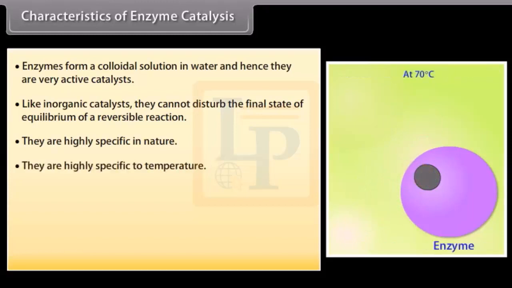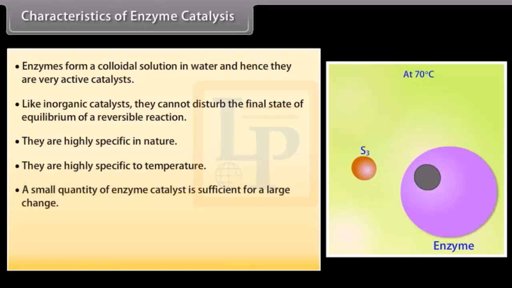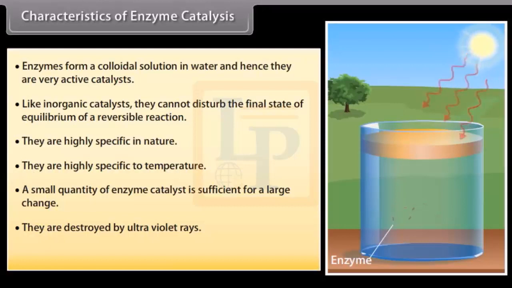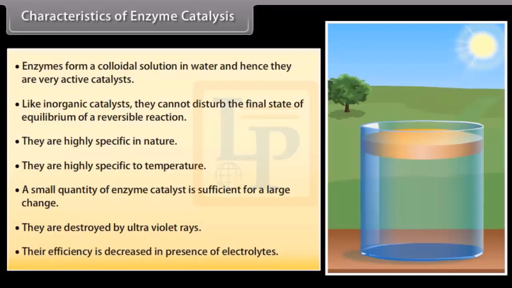They are highly specific to temperature. The optimum temperature of their activity is 35 degrees Celsius to 40 degrees Celsius. They are deactivated at 70 degrees Celsius. A small quantity of enzyme catalyst is sufficient for a large change. They are destroyed by ultraviolet rays. Their efficiency is decreased in presence of electrolytes.